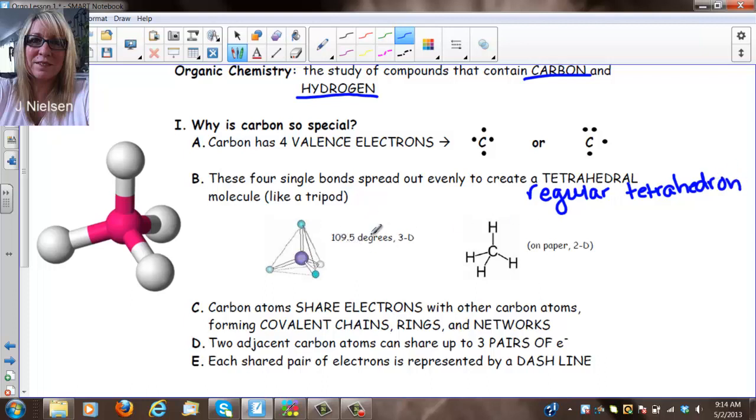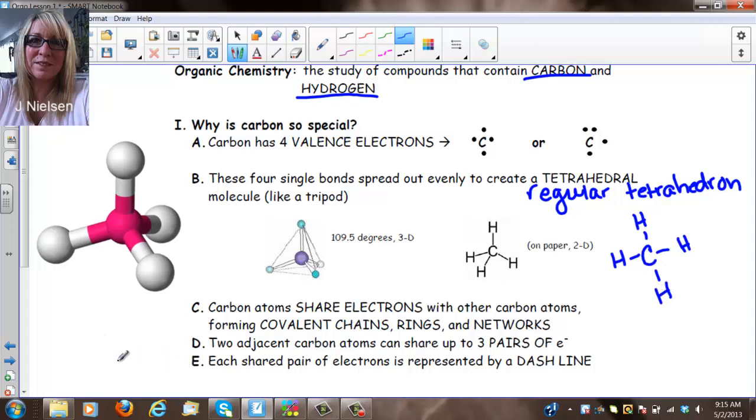The angles are 109.5 degrees, and over here on the left is a great three-dimensional drawing of what it looks like. Now, on paper in 2D, it really is drawn like this, but you'll know that it's fine for you to draw it like this. Okay, this is Regents Chem. You don't actually have to draw it so that it looks like it's 109.5. So this is also acceptable.